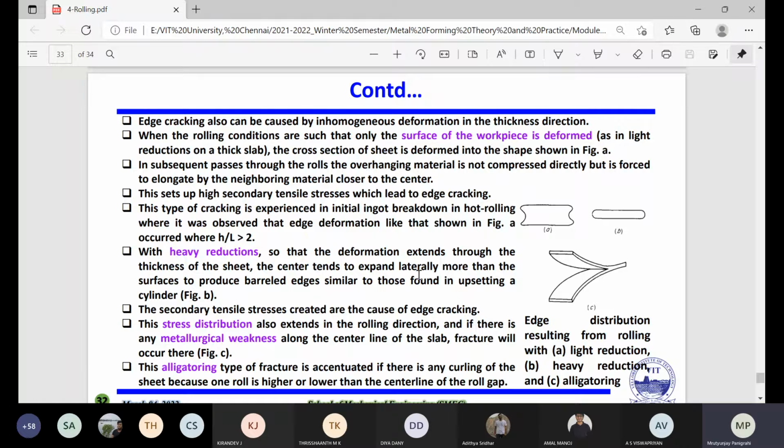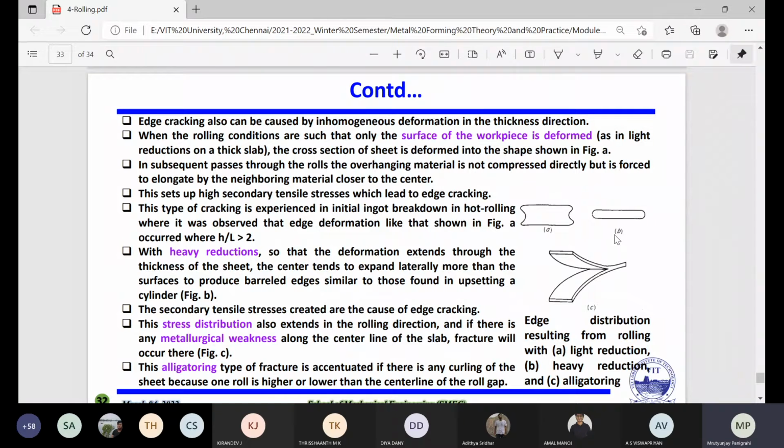With a heavy reduction, the deformation extends through the thickness of the sheet. The center tends to expand laterally more than the surface, producing barreled edges similar to those found in upsetting a cylinder. So when we have heavy reduction, we are applying a lot of pressure, and the deformation extends through whatever thickness we are passing. If initially we put in a heavy reduction, we get this structure directly. This is not required, but we are putting a lot of roll pressure there, so you get this kind of structure.